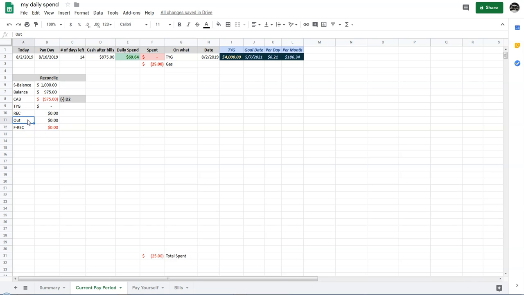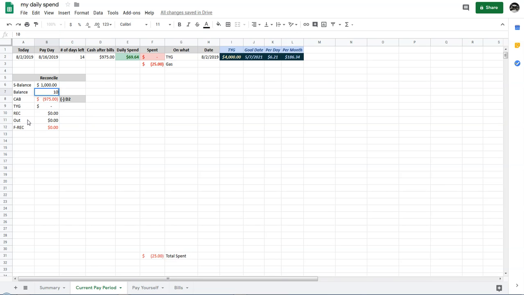These are data that you can change. They're just titles that I use. You can change them however you want. They're not formulas. This means cash after bills. This is my 10-year goal. This is reconcile. This hasn't been taken out of the account yet. And this is the final reconcile. You can relabel those all you want. Doesn't matter, so that you understand it better.